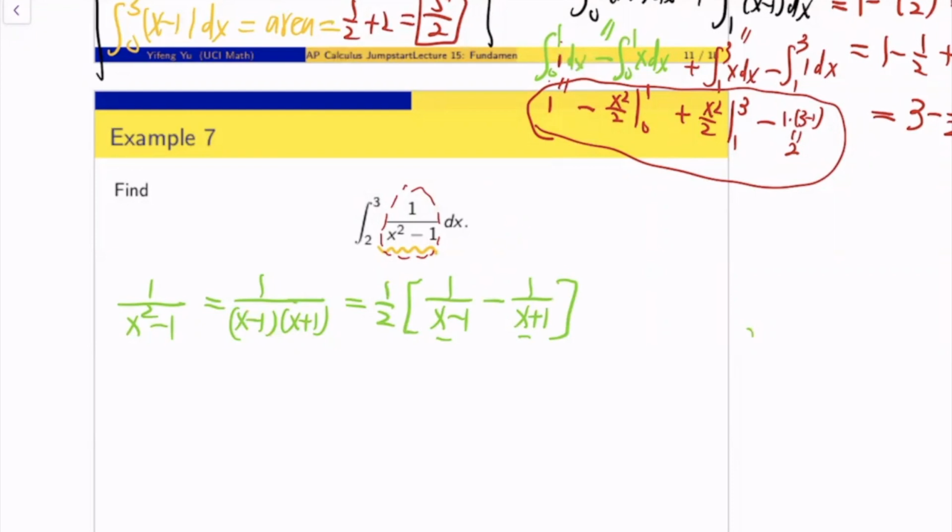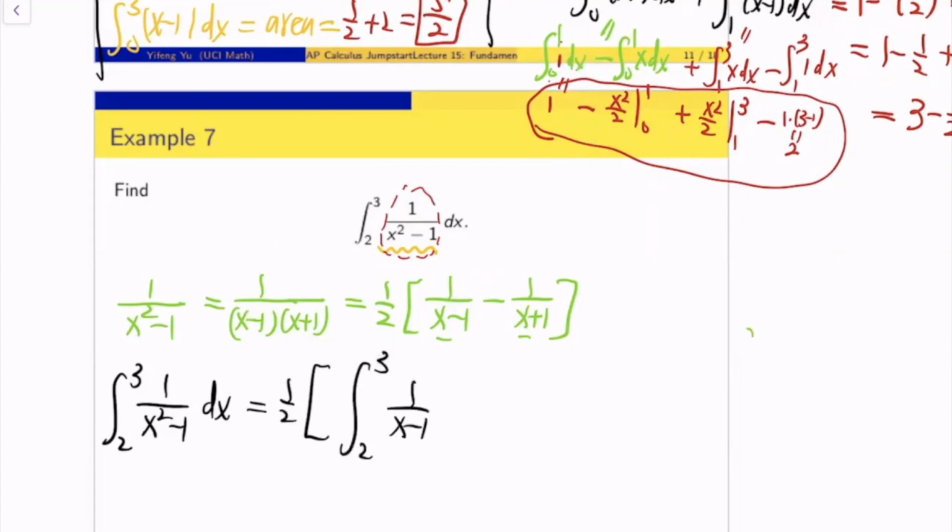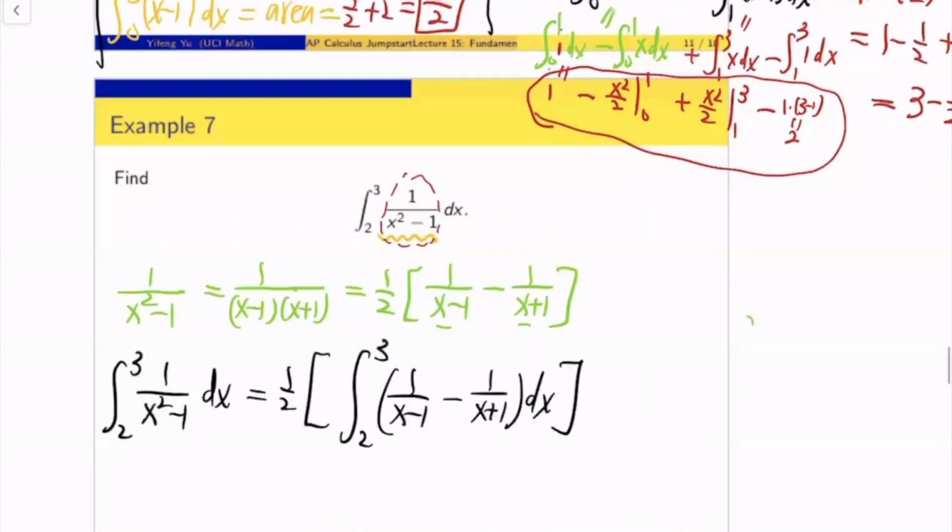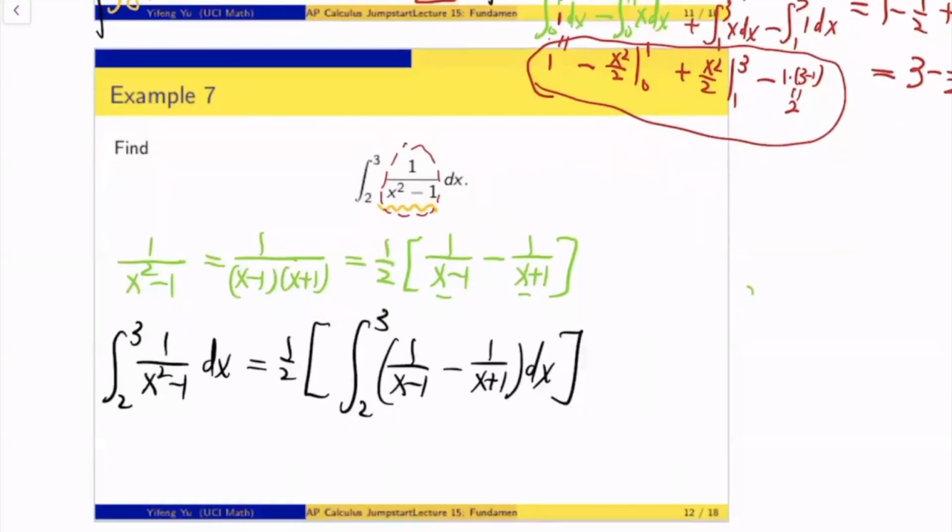So then what I get is, if we try to get the integration from 2 to 3 of 1 over x squared minus 1 dx, this is 1/2 times the integration from 2 to 3 of (1 over x minus 1 minus 1 over x plus 1) dx. Now, because the integral is linear, we can write it out. So here the integral of the difference equals the difference of the integrals, right?